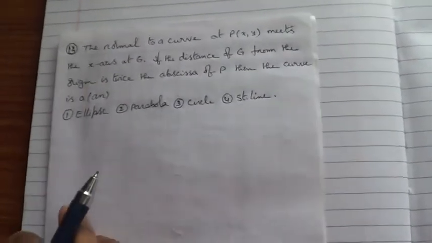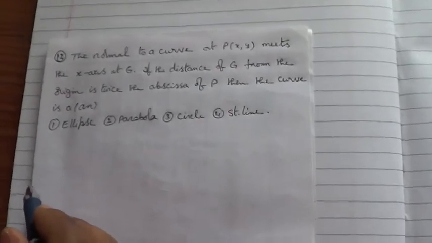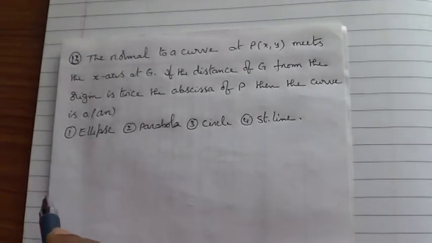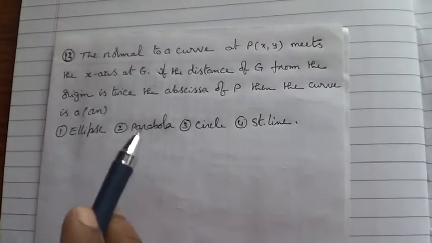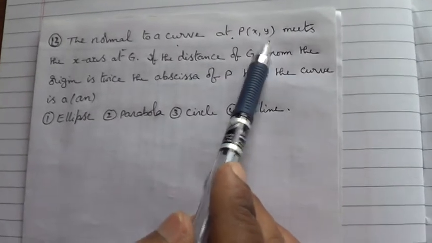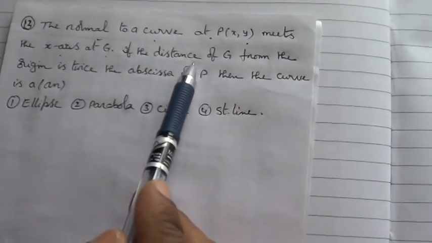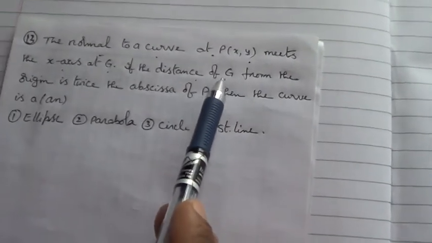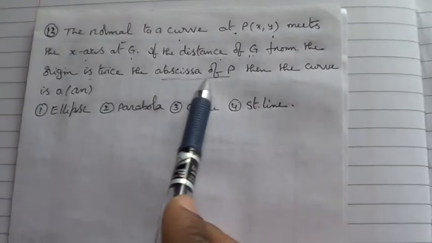Next we are going to discuss another question. Read question number 13. It involves a little bit of integration. I hope you are familiar with a little bit of integration. Observe here. The normal to a curve at a point meets the x-axis at G if the distance of G from the origin is twice the abscissa of P.